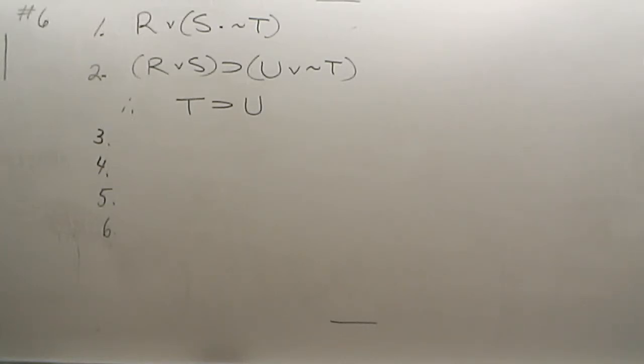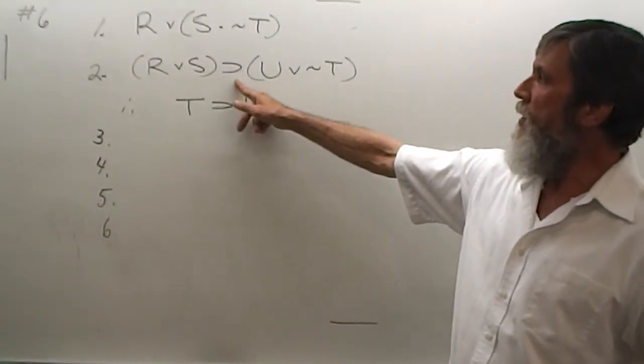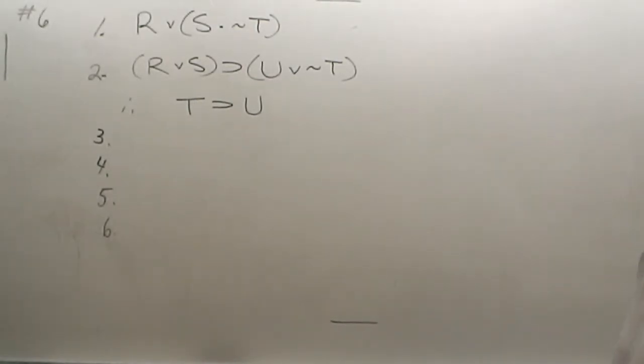Hypothetical syllogism? Hypothetical syllogism is not going to happen. I can see why you might say that, because that's a horseshoe, and wedge could become a horseshoe. That's what you might be thinking, but no, constructive dilemma is not going to happen. What?